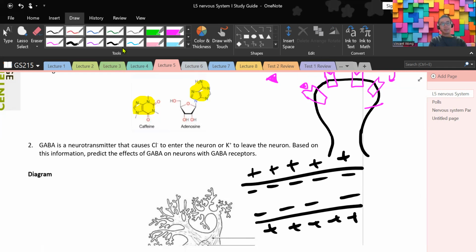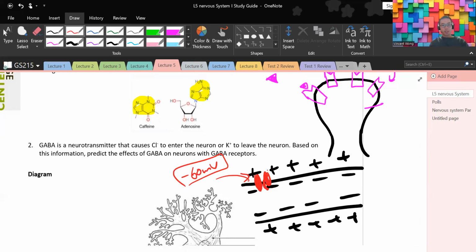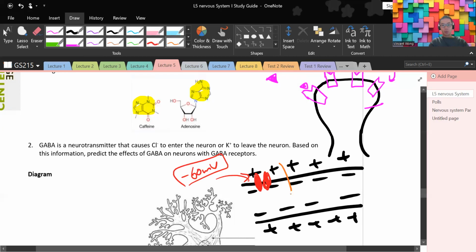And then this is positive on the outside. Okay, and then in order to trigger a signal, you would need to reach a threshold of minus 60 millivolts for our sodium channels, correct? So in the presence of GABA, which is the neurotransmitter, right, we have chlorine coming in. Okay, so imagine for a second that the chlorine is coming in and the potassium is leaving. What will that do to your resting potential?